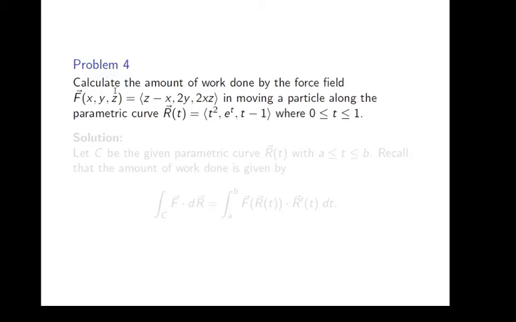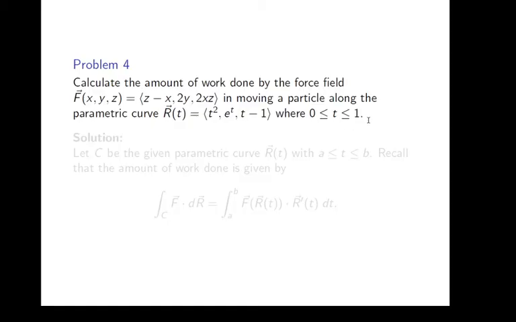Let us calculate the amount of work done by the force field F given by the vector valued function z minus x, 2y, 2xz in moving a particle along the parametric curve R, whose coordinates are t squared, e to the t, and t minus 1, where t runs from 0 to 1.